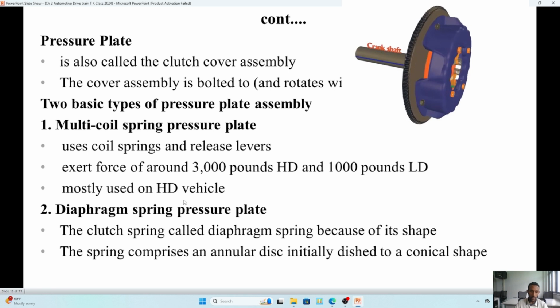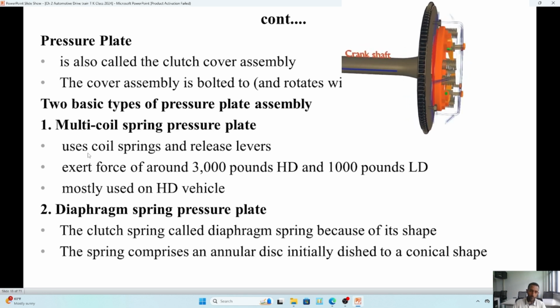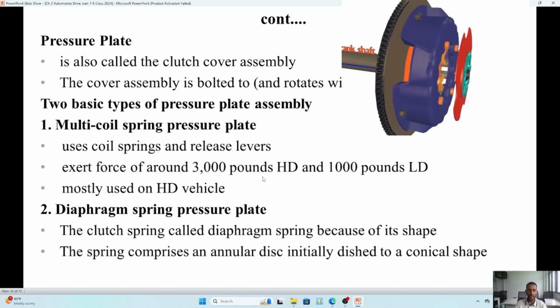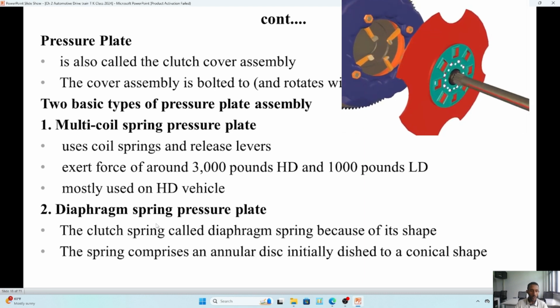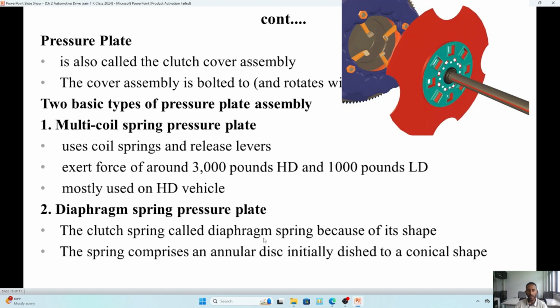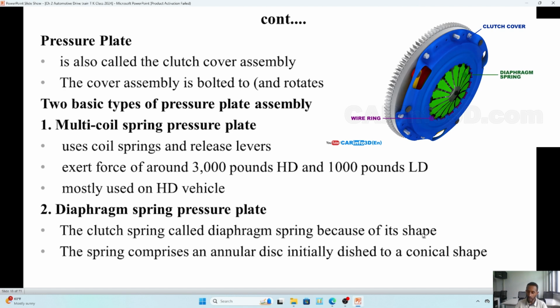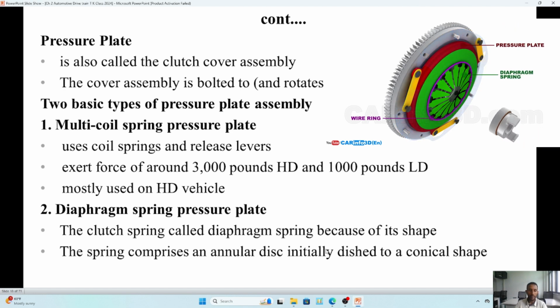And it is mostly used in heavy duty vehicles for different reasons, because by increasing the number of springs we can increase the clamping force. That's why it's preferable for heavy duty vehicles. Also the diaphragm spring pressure plate type will have the clutch spring we call a diaphragm spring. That's why the name says diaphragm spring type pressure plate assembly. And the shape also seems like a diaphragm.